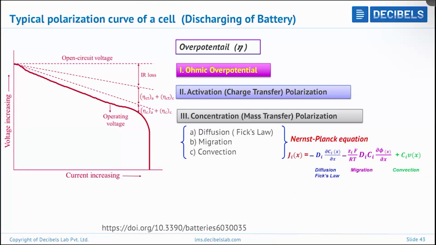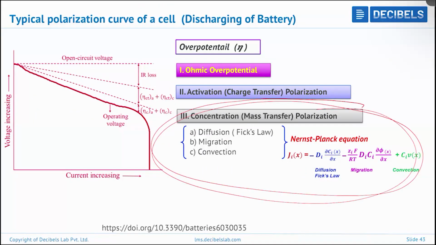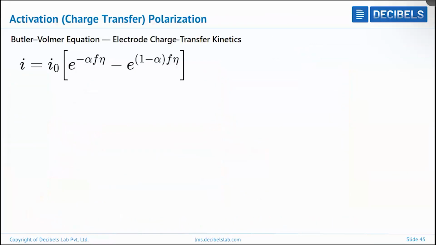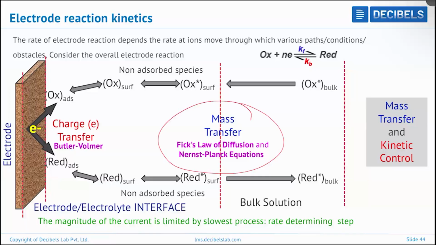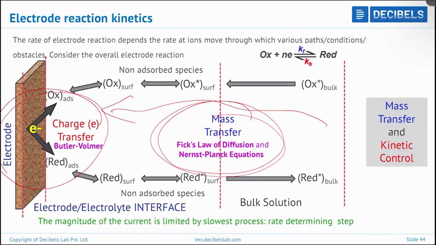So far I've discussed the concentration polarization. I have finished the concentration polarization. Next I'm going to cover activation polarization. So far I have covered the mass transfer from here to here. Now I'll be focusing on this portion, where the charge transfer happens, that is the Butler-Volmer equation: how fast the electron is being transferred to lithium undergoing a reduction reaction, or how fast the oxidation reaction is happening, intercalation and deintercalation.